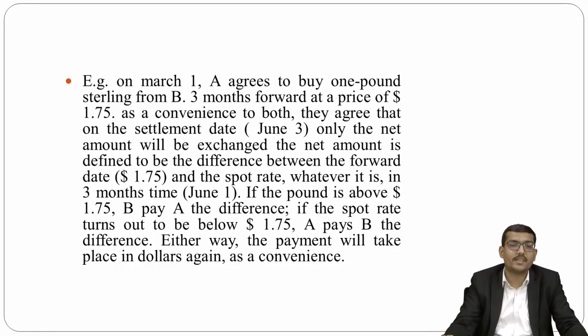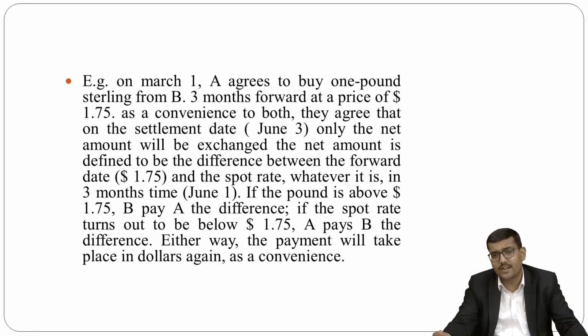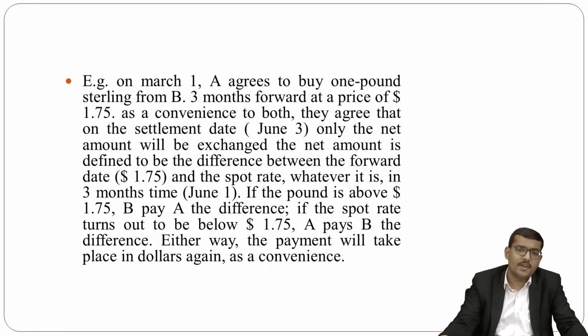The net amount is defined to be the difference between the forward rate, that is $1.75, and the spot rate, whatever it is in three months' time. If the pound is above $1.75, B pays the difference between them; if the spot rate turns out to be below $1.75, then A pays B the difference. Either way, payment will take place in dollars for convenience.